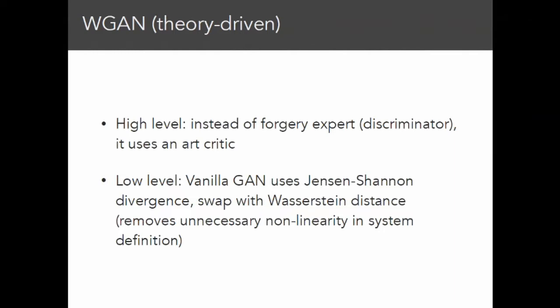There have been some issues that have arisen. There's a new class called WGAN-GP, which does a very good job at getting over some of these mode collapse issues, but on the whole, the WGANs are very, very well motivated.